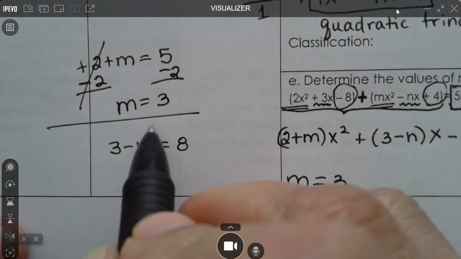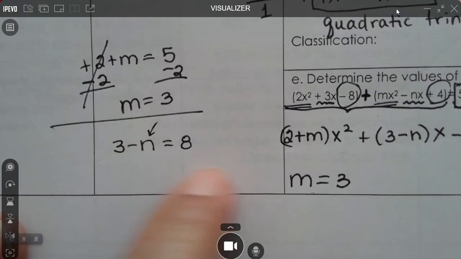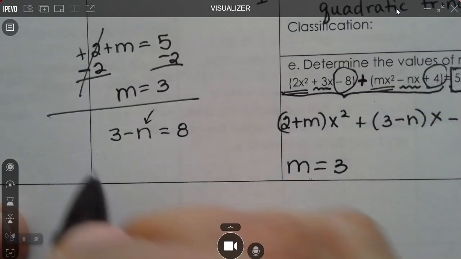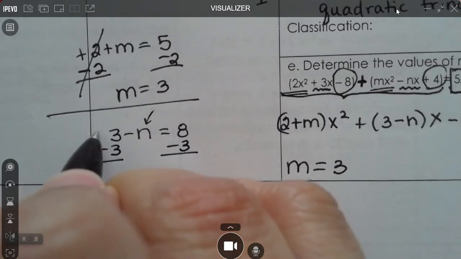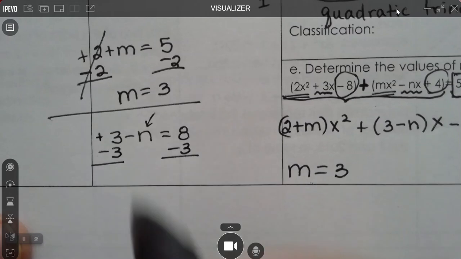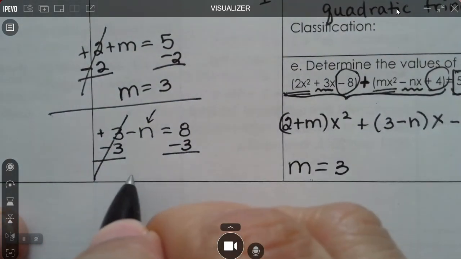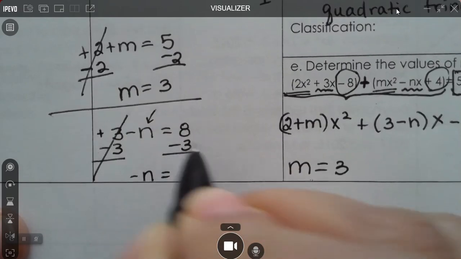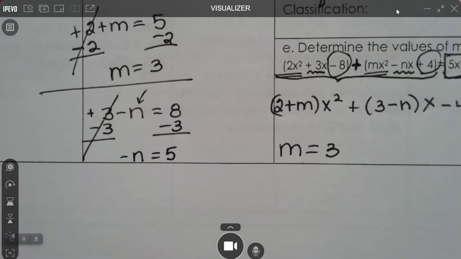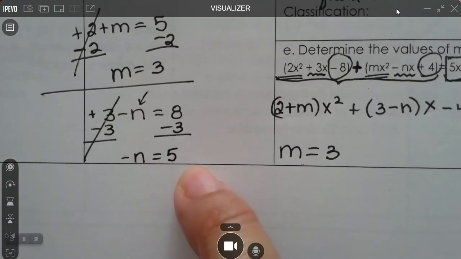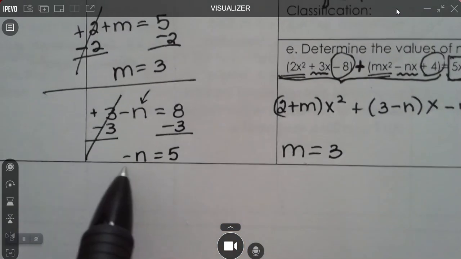All right, we're solving for n. So how do I get rid of the 3? Subtract from both sides. All right, because this 3 is positive up here. I'm going to carry down the negative n. 8 minus 3. Is that 5? But I have that negative n equals 5. Y'all see? I don't want that negative sign.